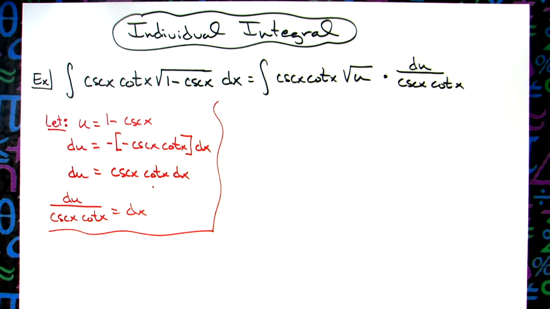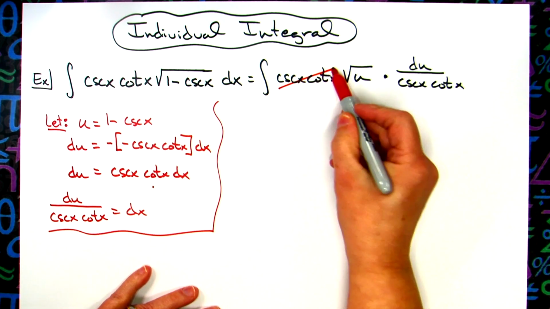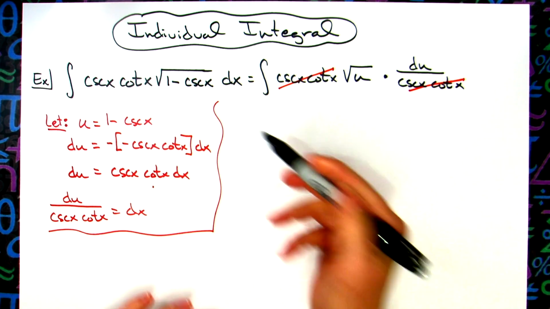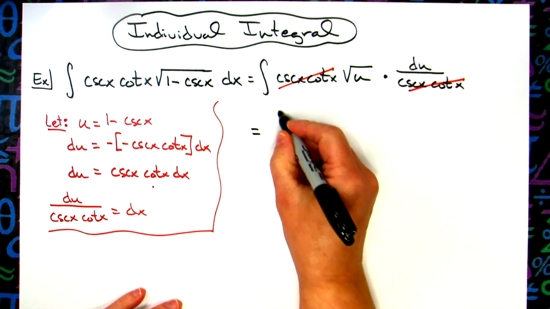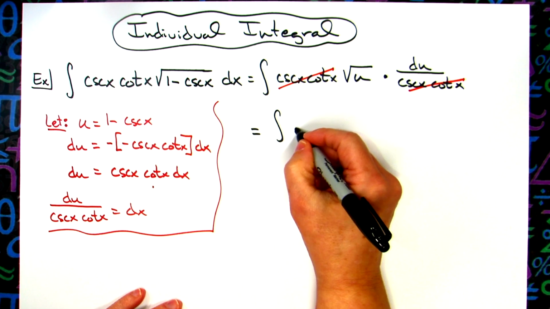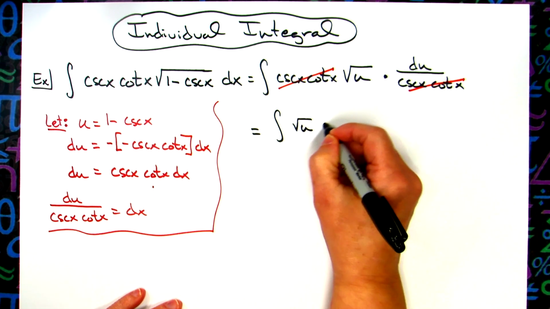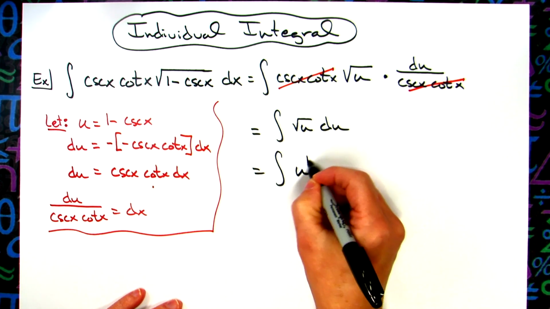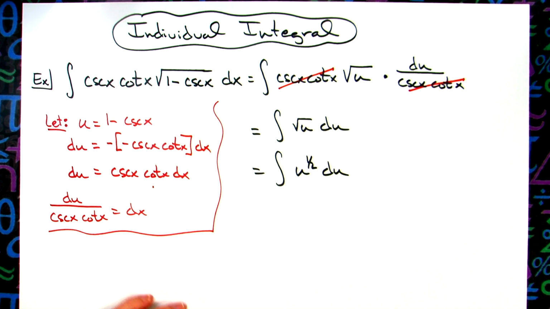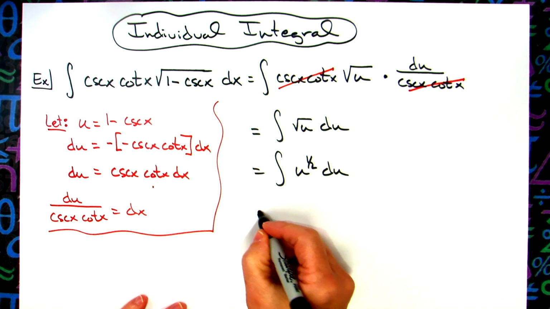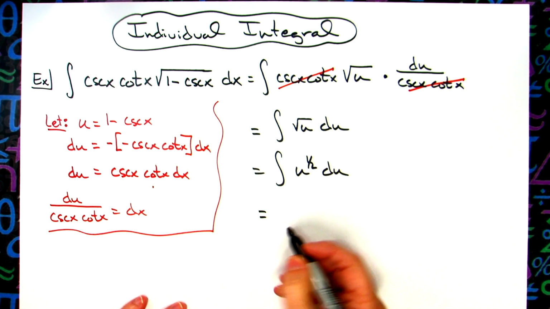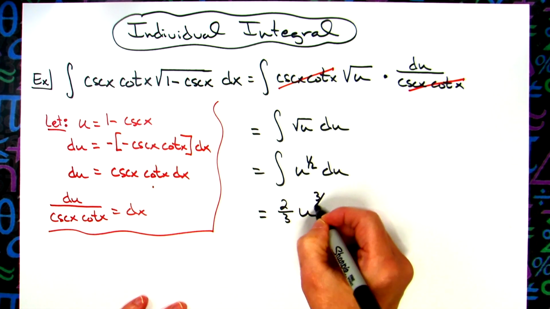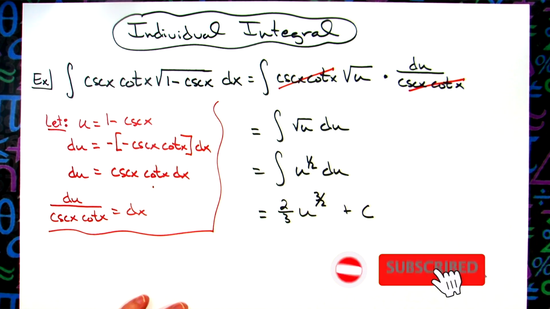All right, at that point, what that's going to allow us to do is cross out that cosecant cotangent and get rid of that. That's going to leave us then with an integral just in terms of u. So we'll have the integral of the square root of u du. To make that easier to integrate, then we'll write that as u to the 1/2 power du. At that point, then, it's a straight integration. So integrating there, adding 1 to that exponent, we'll have a 2/3 in front, u to the 3/2. We can add the plus c because we've integrated.